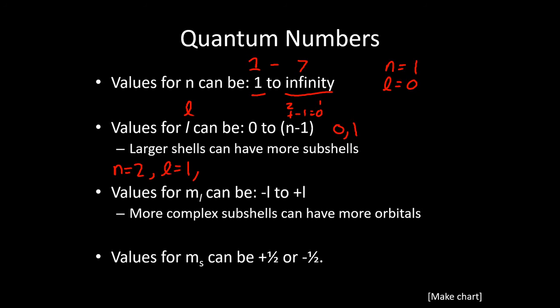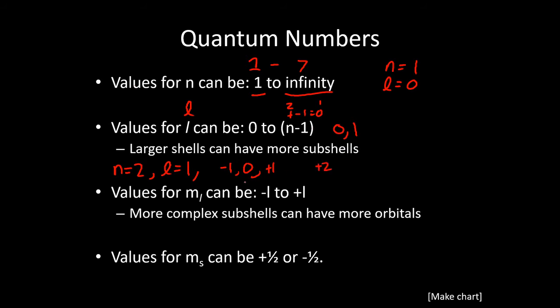In that case, the possible values for m sub L are -1, 0, and +1. Now, it can only actually have one of those numbers, but all three of them are possible. It could have any one of those. It is not possible for it to have an m sub L value of +2.